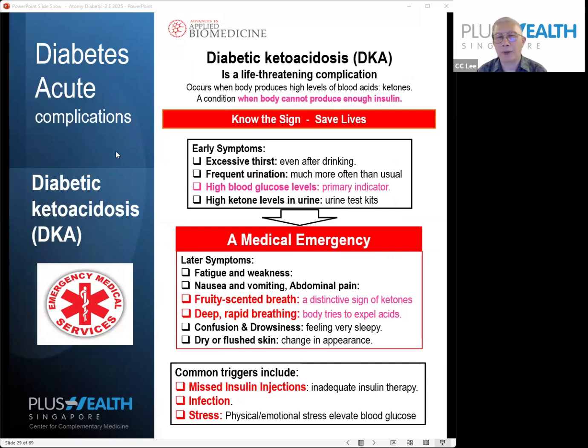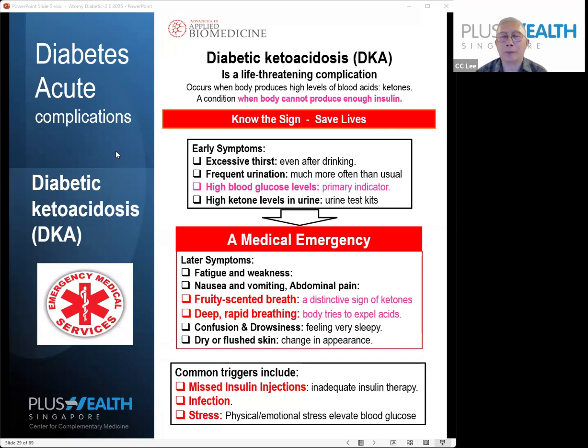These are the medical emergencies. Diabetic patients can suffer from diabetic ketoacidosis. This is a life-threatening condition where your body cannot produce enough insulin, and the body produces high levels of blood acid, ketones, right?